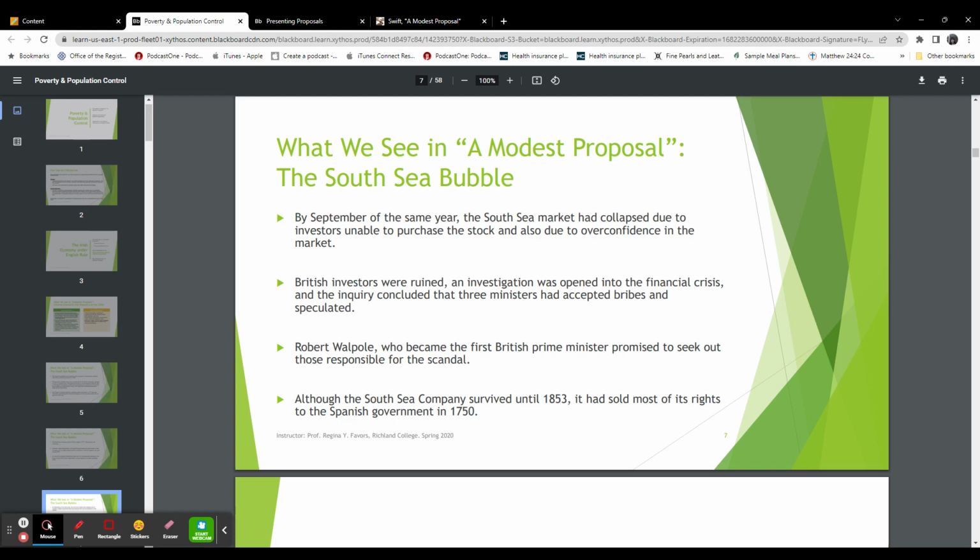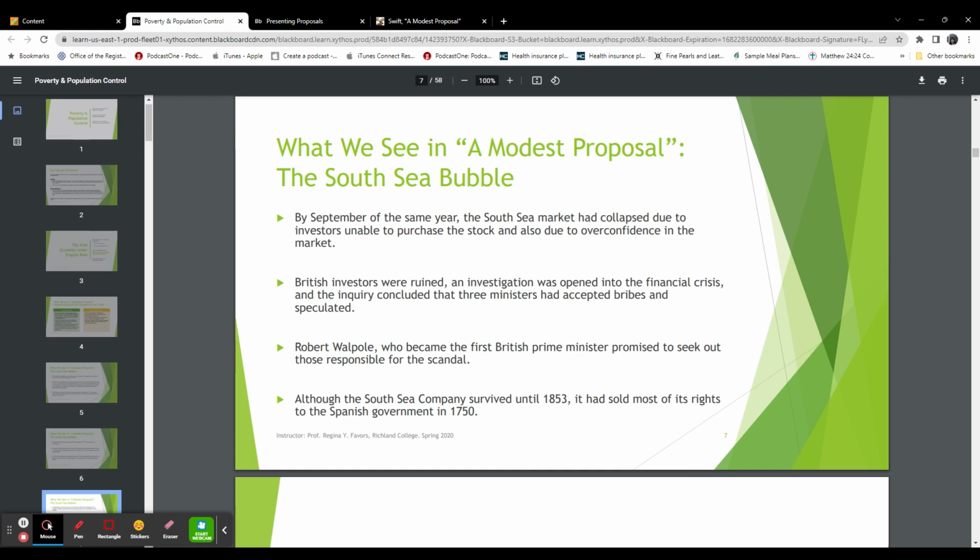And so that goes back to the previous slide, that they wanted to take over the national debt. So, meaning that they bit off more than they could chew. British investors were ruined. An investigation was opened into the financial crisis, and the inquiry concluded that the three ministers had accepted bribes and speculated. And so then we have individuals who sought out or proposed to seek out those responsible for the scandal.